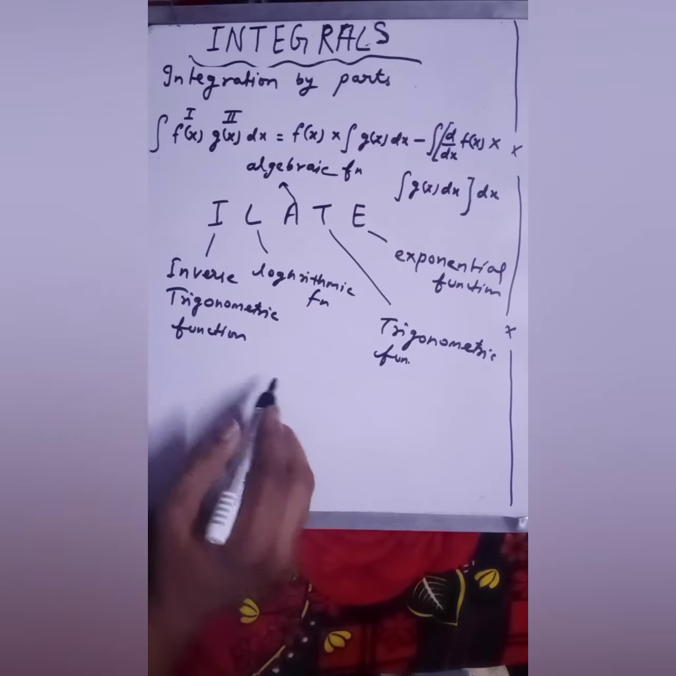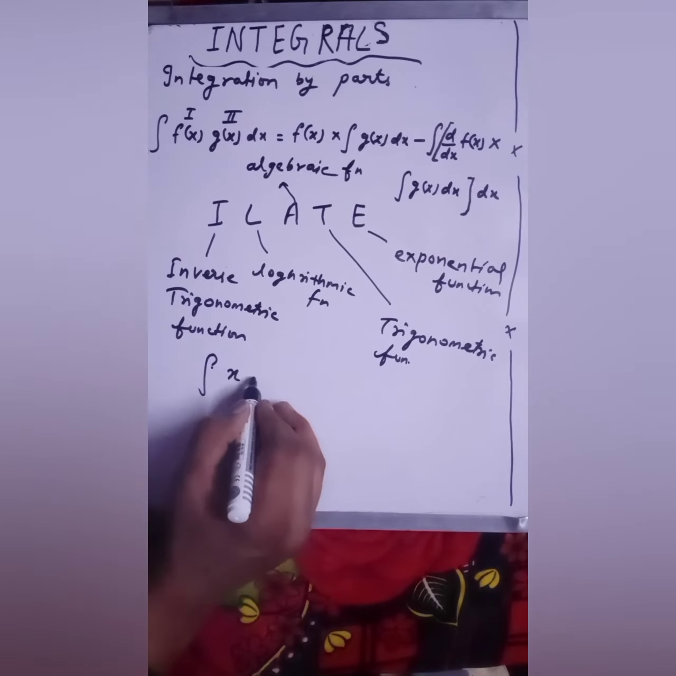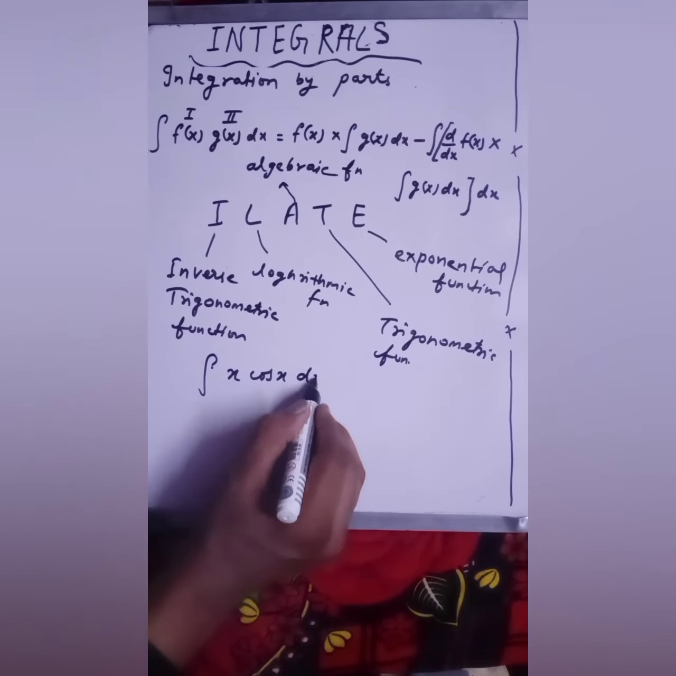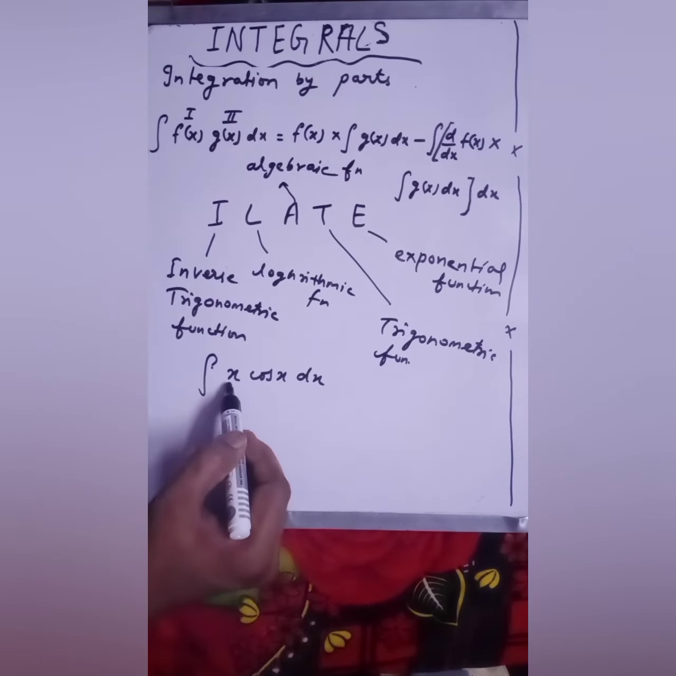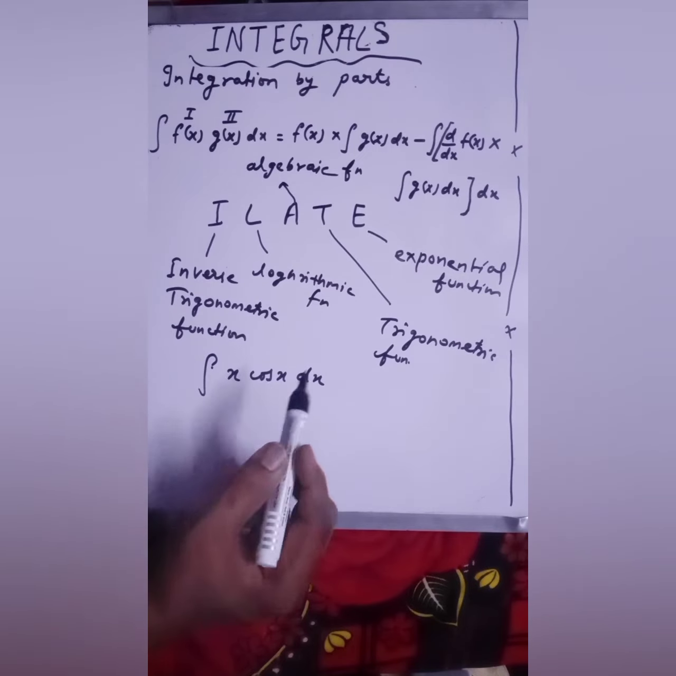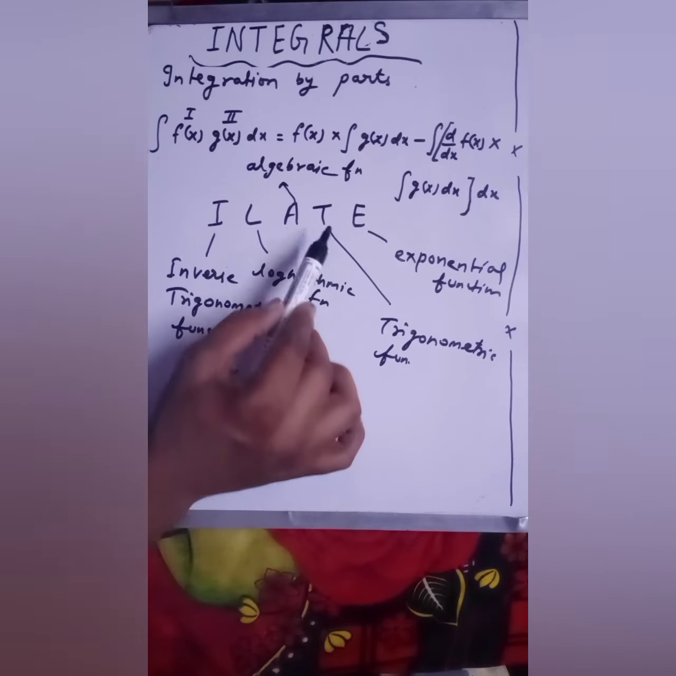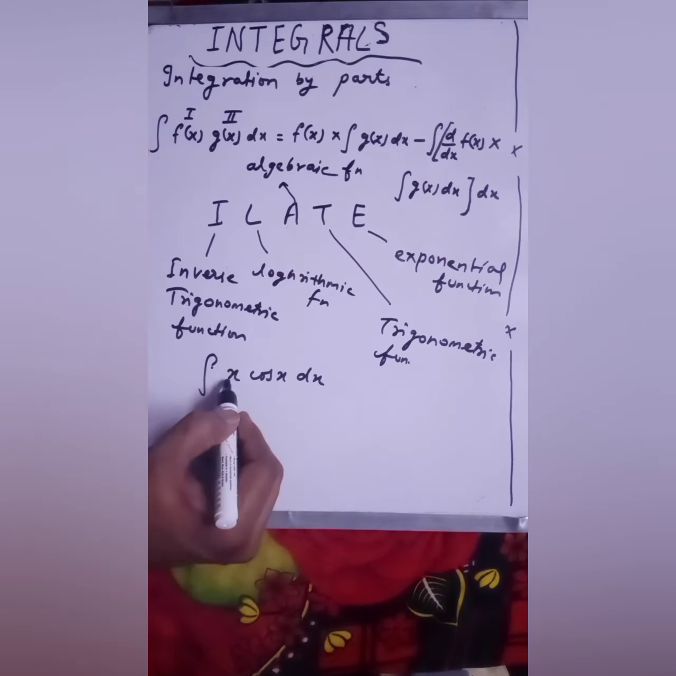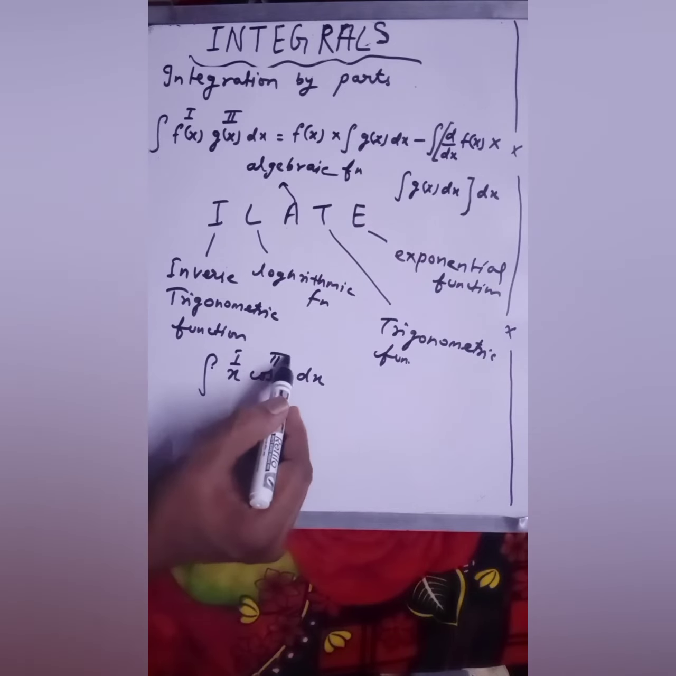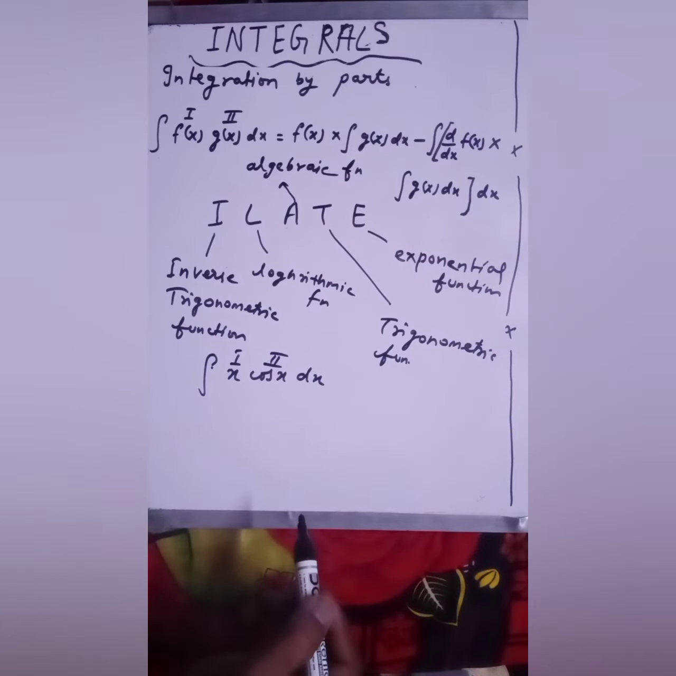For example, if we have to find the integration of x cos x dx, this x is an algebraic function and cos x is a trigonometric function. Now in this order you have to check which function comes first. The algebraic function x comes first and then the trigonometric one. So x is your first function and cos x is your second function. Are you getting my points? Is it clear, children? This is the order which you will select.